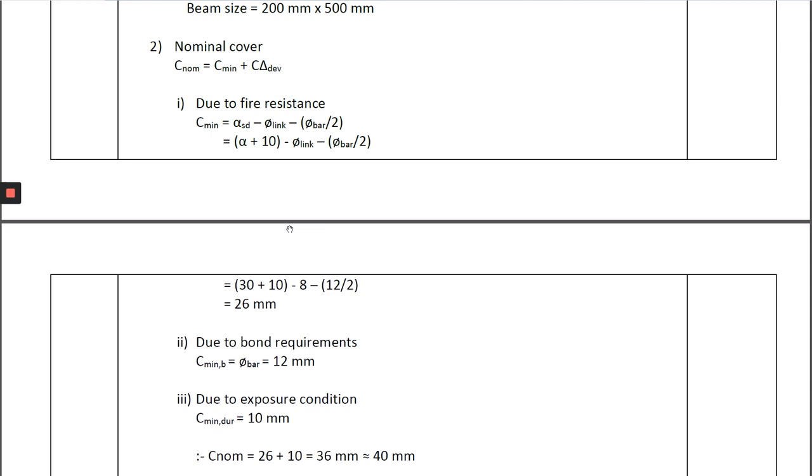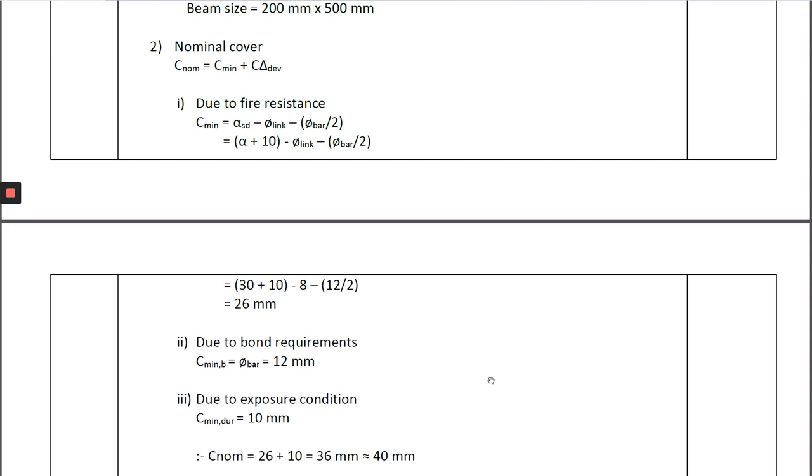Then the last one is due to the exposure condition. For the exposure condition, you have to refer to table 4.3N. In my case, by referring to 4.3N, the recommended structural classification, the strength class is C30 and the exposure class is XC1. C30 or 37, reduce class by 1. Therefore, by referring to table 4.4, values of minimum cover C minimum durability, I have to reduce class by 1 from S4 to S3, which is equal to 10 millimeter.